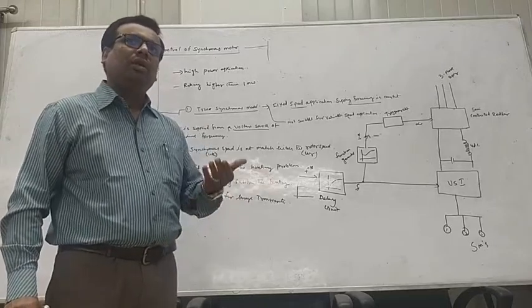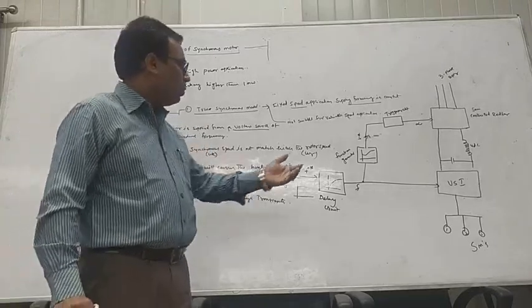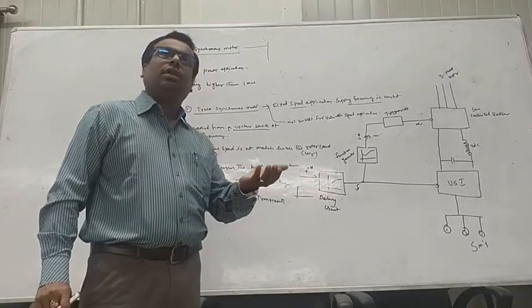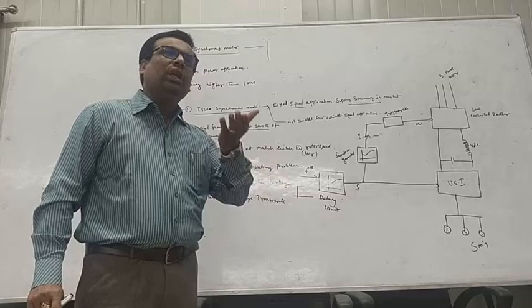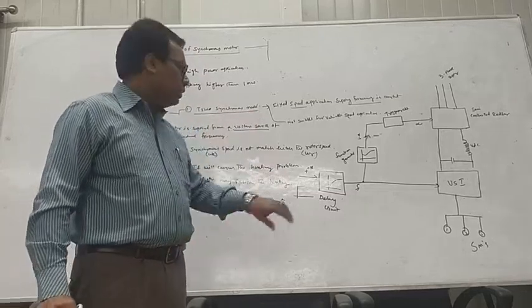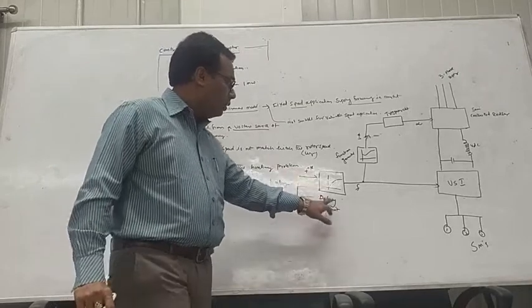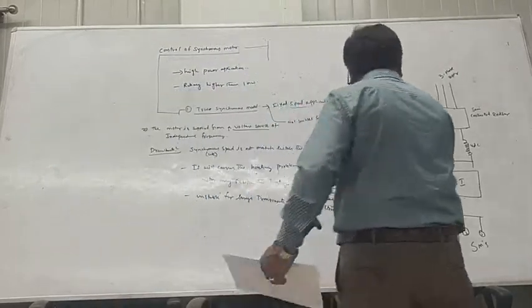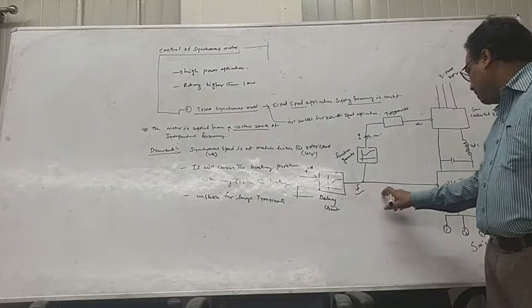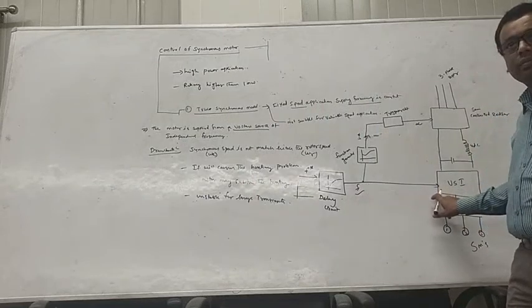So in order to minimize that, you are providing some delay circuit. The function of the delay circuit is that the frequency increases gradually, step by step. Then this delay circuit is providing the frequency F, and this frequency is going to the voltage source inverter.